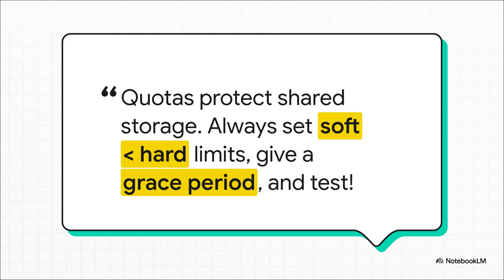So if you remember just one thing from all this, let it be this golden rule. Quotas are all about protecting shared storage so everyone can get their work done. And to do that right, you always set soft limits lower than hard limits, you always give people a grace period, and most importantly, you always test your setup before you roll it out in production.